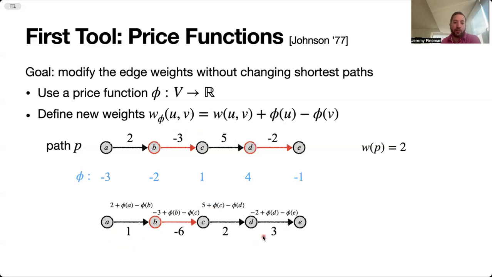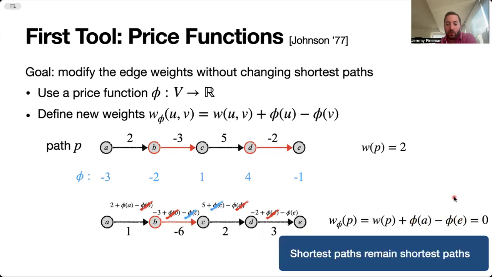Now, the nice thing about using a price function in this way is that if we look at the weights along a path, you get this nice telescoping effect where the weight of the path in the reweighted graph is the original weight plus the price of the source minus the price of the target, which in this case would be 0. But it's always plus phi of A minus phi of E here. So the shortest paths will remain shortest paths. Any comparison between path weights is preserved across reweighting.